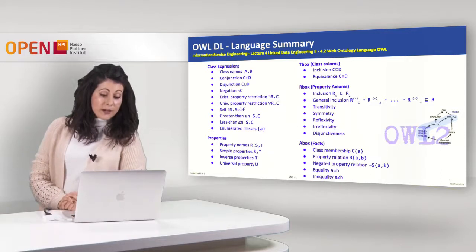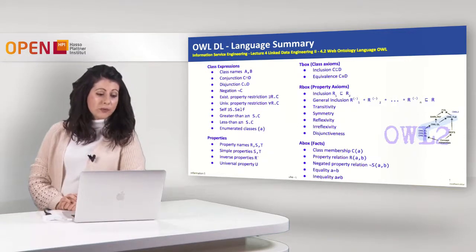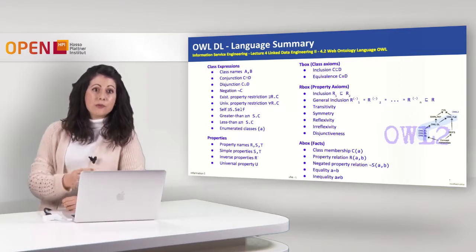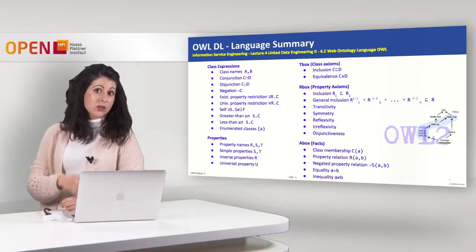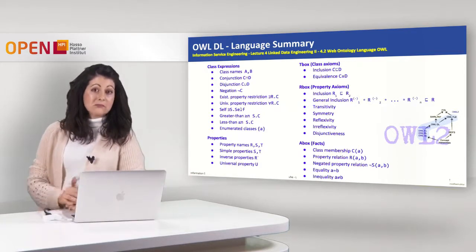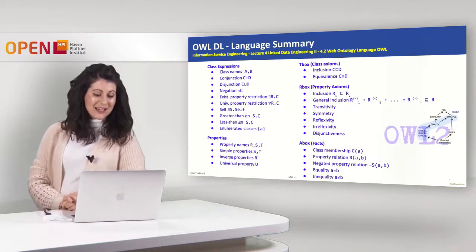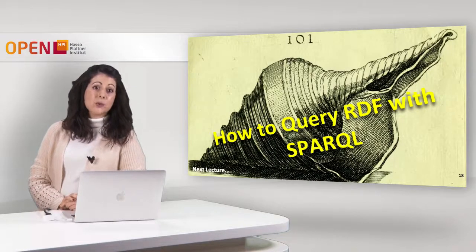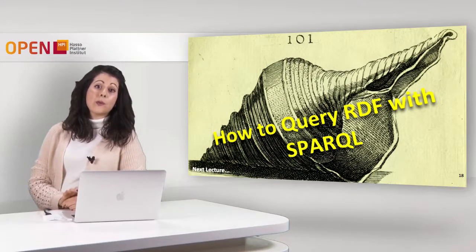So to summarize, we've seen this slide before. We said that OWL is based on description logics. We saw already some of the properties of description logics we can achieve by OWL. And well, go ahead and try to play around and see how you can achieve more things there. So in the next part of the lectures, we are going to see how to query RDF with SPARQL.